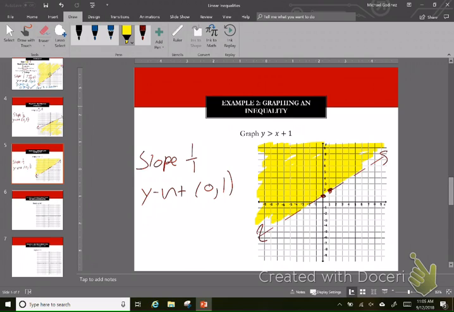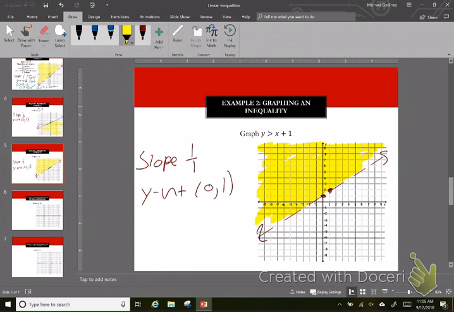So here's our answer. So our slope here is 1/1. It's 1x. And our y-intercept is also 1 at 0, 1. So I graphed that. I went up 1/1 to the right. Got my second point. I used a dotted line because this was greater than. And then because also it was greater than, I shaded above the line.